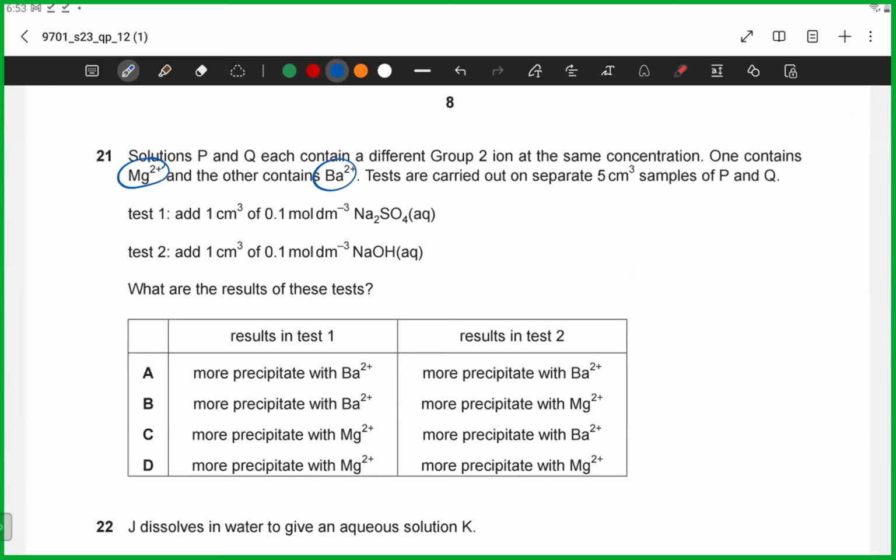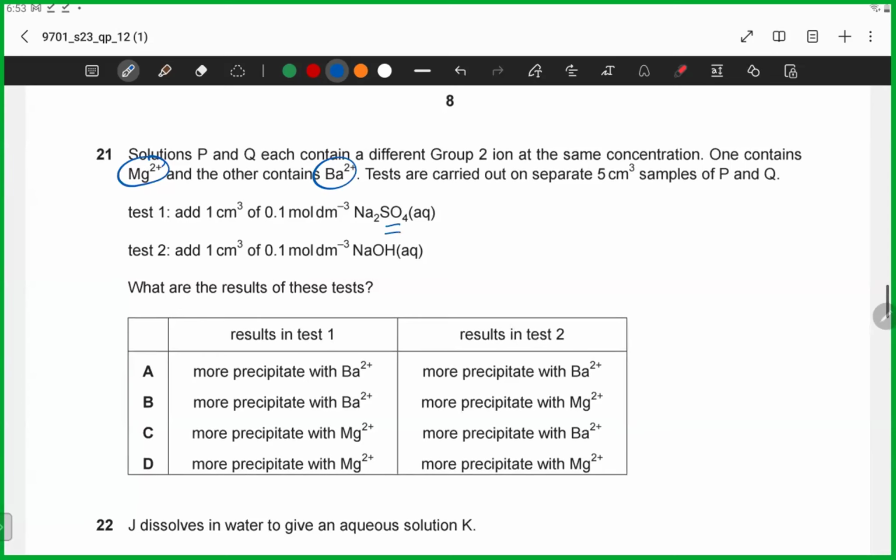So test one is that he adds sodium sulfate. तो क्या होगा? What will happen? Will you get more precipitate with barium or will you get more precipitate with magnesium? इनमें से किसका सल्फेट जो होता है that's insoluble? Barium. ठीक है, remember barium sulfate is insoluble. So you're going to get more precipitate with barium.